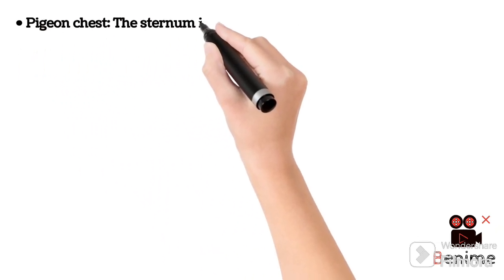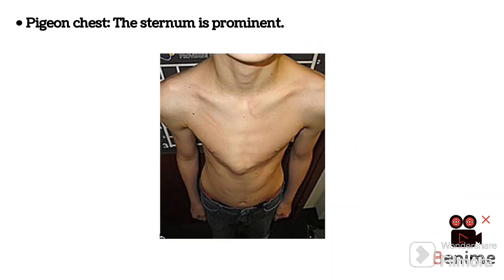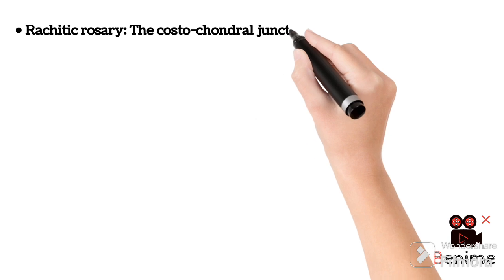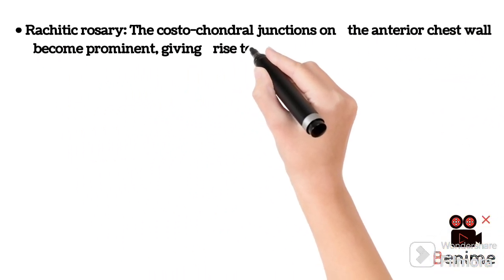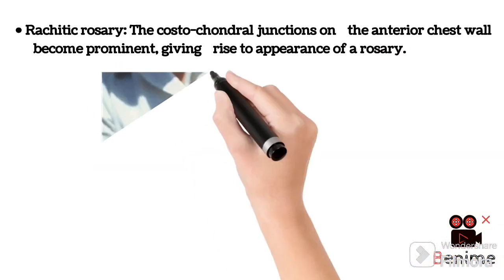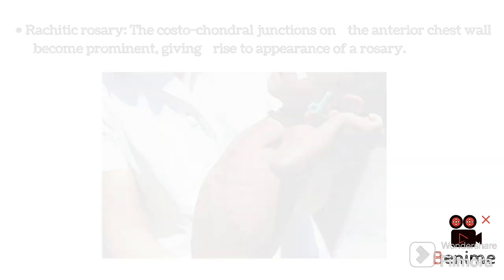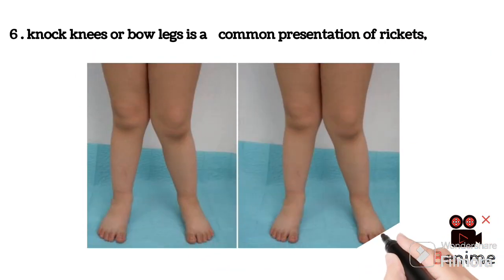Fourth, pigeon chest. The sternum is prominent, as we can see in this image. Fifth, rachitic rosary. The costochondral junctions on the anterior chest wall become prominent, giving rise to appearance of a rosary, as can be seen here. Sixth, knock knees or bow legs is a common presentation of rickets.